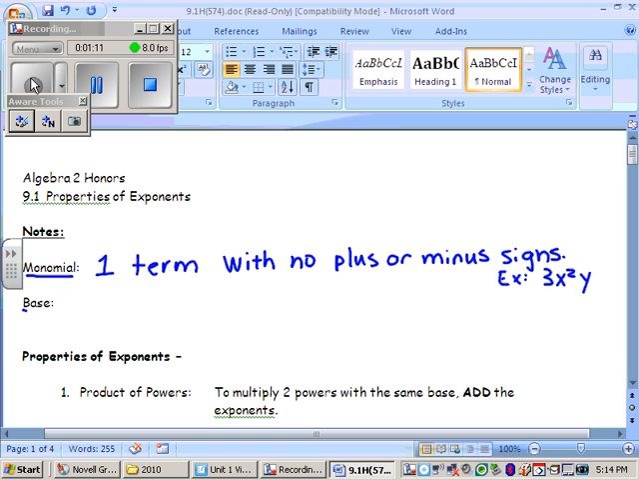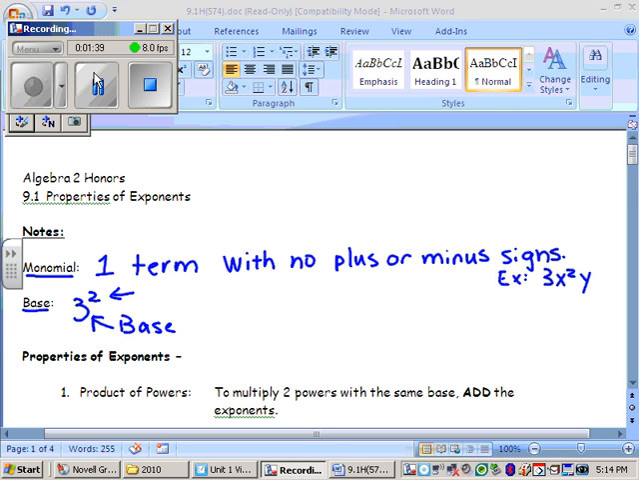The second word you must understand is the word base. And you may have heard this word before. If you look at the expression 3 squared, you probably know that the 2 is called the exponent. But you may or may not know that the larger number is called the base. And I will be referring to the word base throughout this lesson as we learn about the different properties of exponents. So let's now scroll down and take a look at our first property.